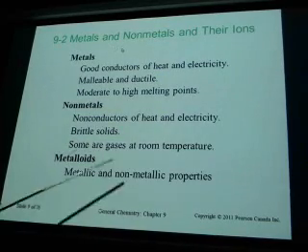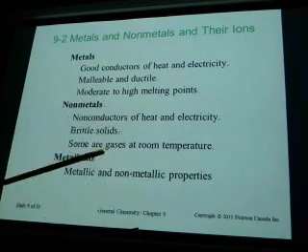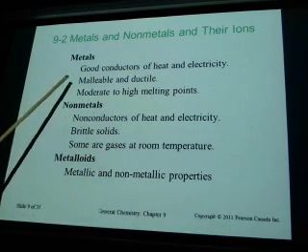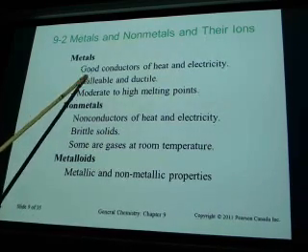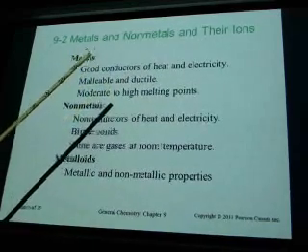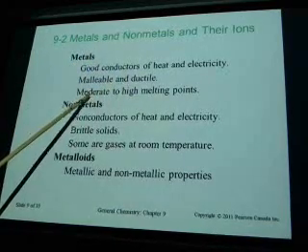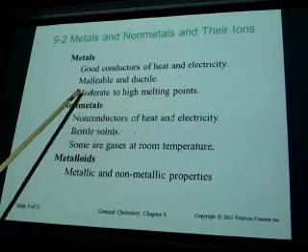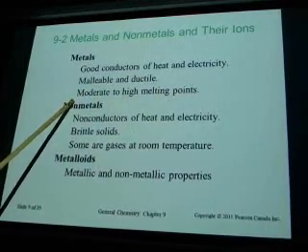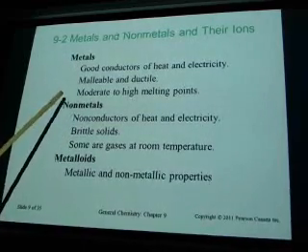Metals. What are metals? What's the definition of a metal? Do you know the definition of a metal? A metal is a substance that is a good conductor of heat and electricity, right? They're malleable and ductile. They have moderate to high melting points. They also tend to lose electrons when undergoing chemical reactions. So metals have a pretty good definition, but nonmetals don't.